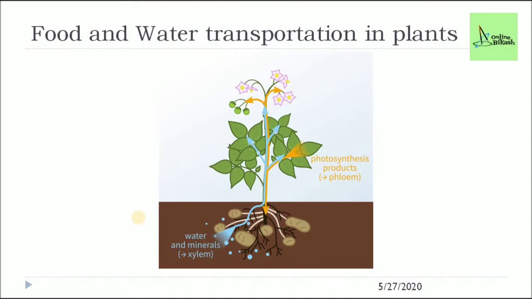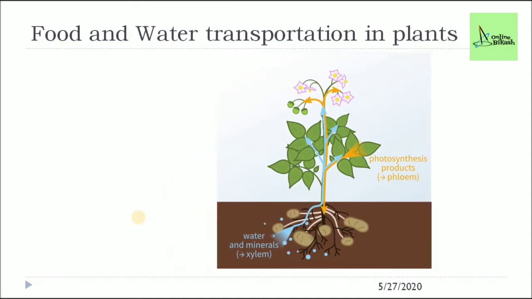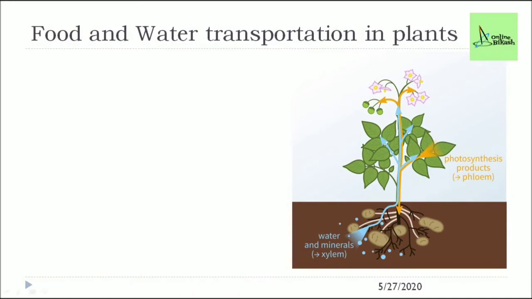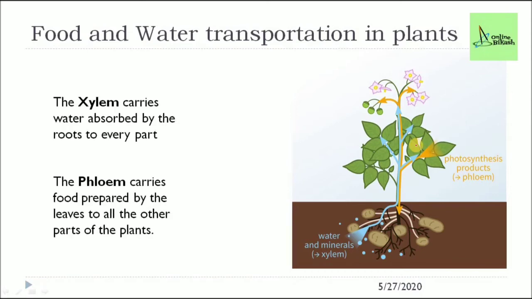Now, food and water transportation in plants. In the figure you can see water and minerals are absorbed by the roots, and in the leaf photosynthesis occurs, which produces food. So the food from the leaf has to be transported all along the plant, and the water must go to the leaves to produce food. So this is the basic thing.